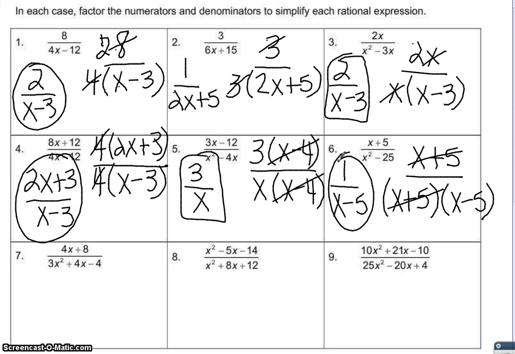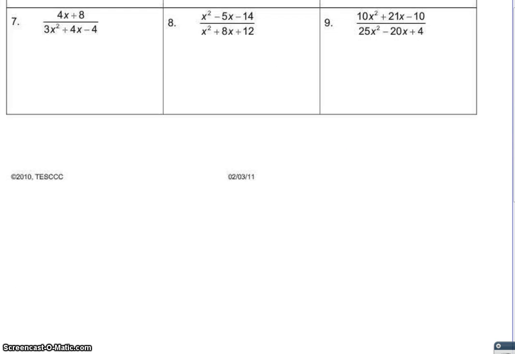Okay, so let's look at number 7. Looking at 7, 8, and 9, guys, here we have a trinomial. So I'm going to remind you guys how to do SPT, but what I'm hoping is that by working these lessons you can start doing SPT in your head. So if I look at my numerator, I have 4x plus 8, so I have a 4 in common. So I'm going to factor out the 4. So I have x plus 2 left on top.